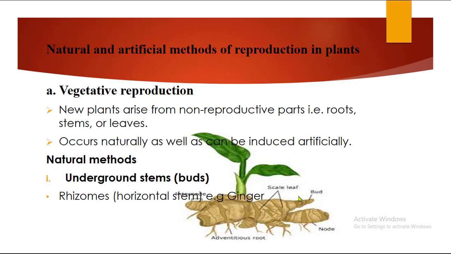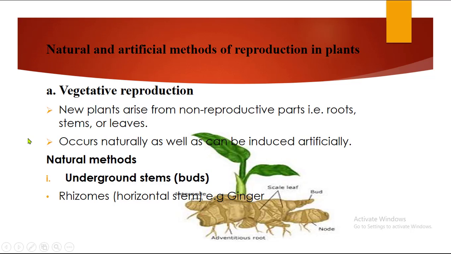Next is natural and artificial methods of reproduction in plants. So the first method of asexual reproduction in plants is vegetative reproduction. What does it mean? Vegetative reproduction is that new plants arise from non-reproductive parts. Non-reproductive parts of the plants are root, stem, leaves. So if the plant has the ability to grow from the roots or from the stem or from the leaves, it is called vegetative reproduction.